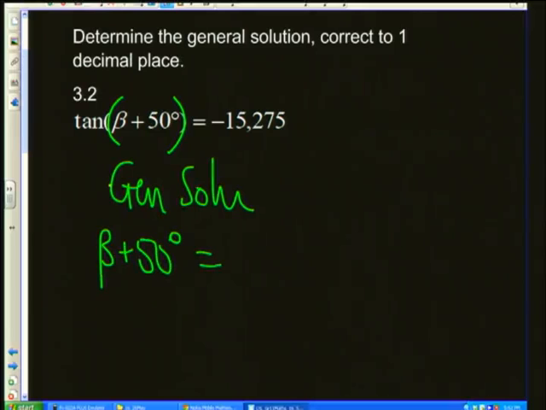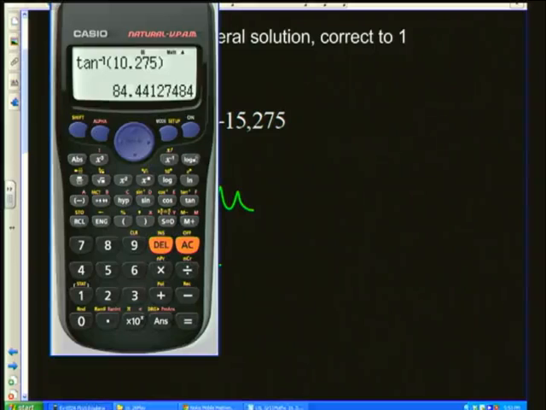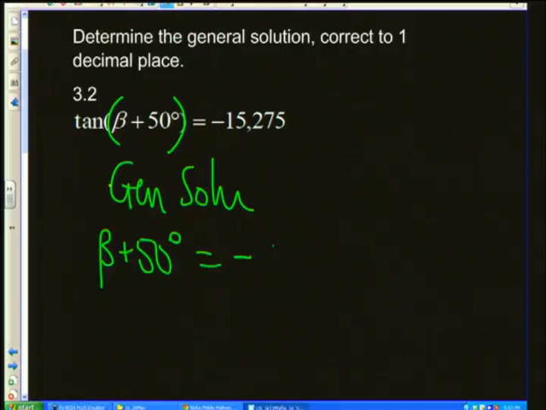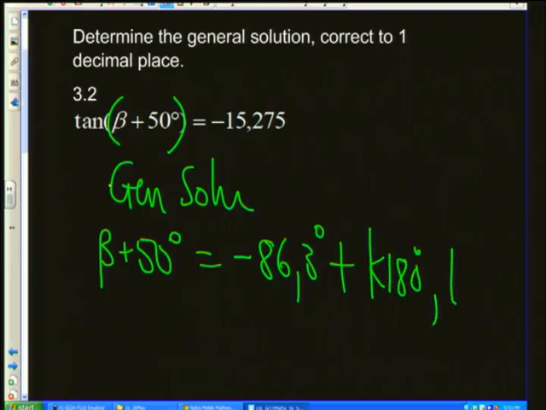So I'm going to fetch the angle that has got that negative 15,275. So it's negative 86,3. Negative 86,3 plus the period, K180, where K is an element of the integers.